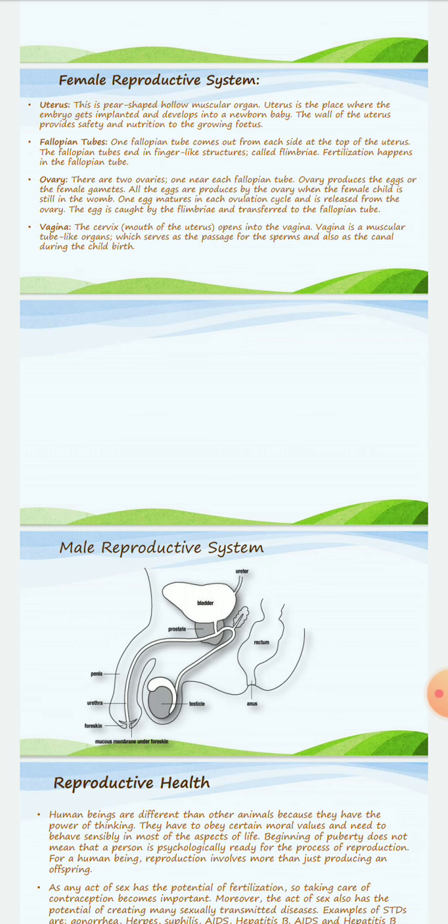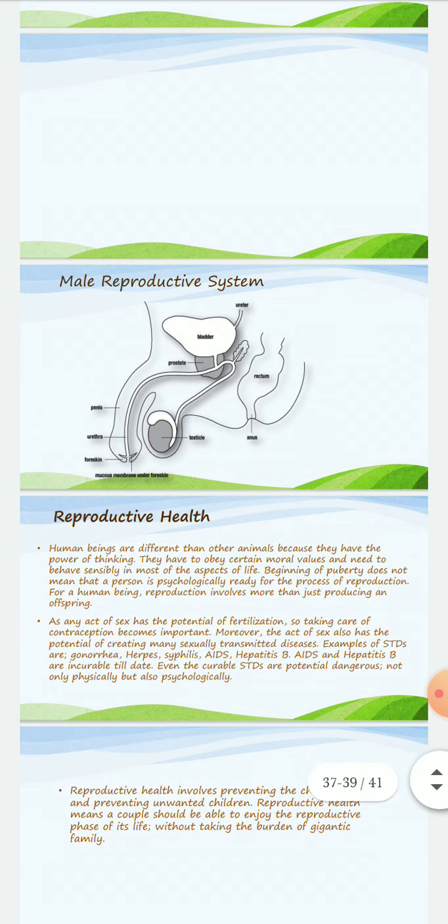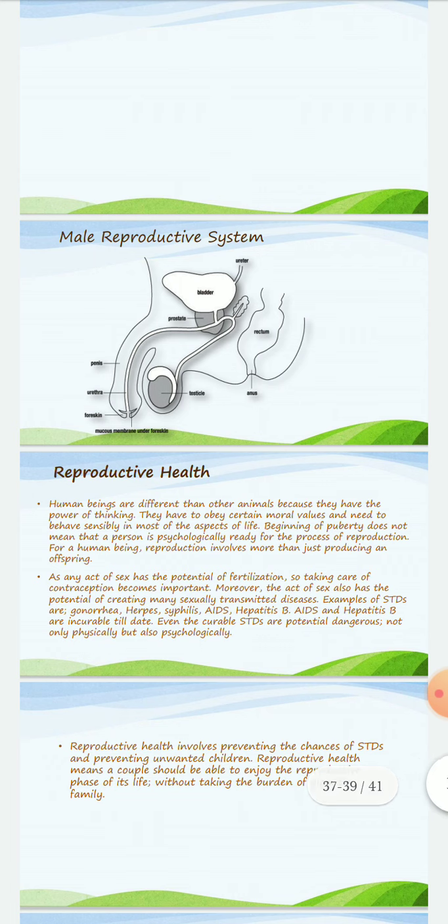Vagina. The cervix, or the mouth of the uterus, opens into the vagina. The vagina is a muscular tube-like organ which serves as a passage for the sperms and also as the canal during childbirth. Now these are the parts of the male reproductive organ that we discussed: penis, urethra, testicles, the sac that we covered yesterday, the rectum, the anus, the prostate gland, the bladder, and the ureter.